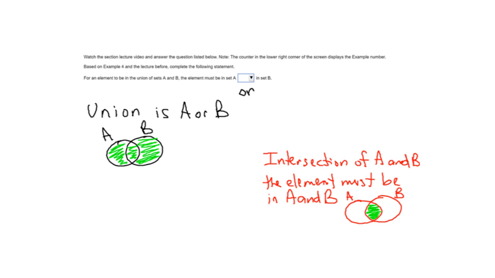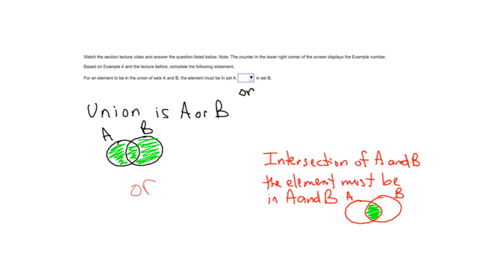This is looking at a union. So a union means that we're going to look at everything, and a union actually ends up being "or." So we want to know all of the data that's in A or in B. And so that means we end up taking everything.